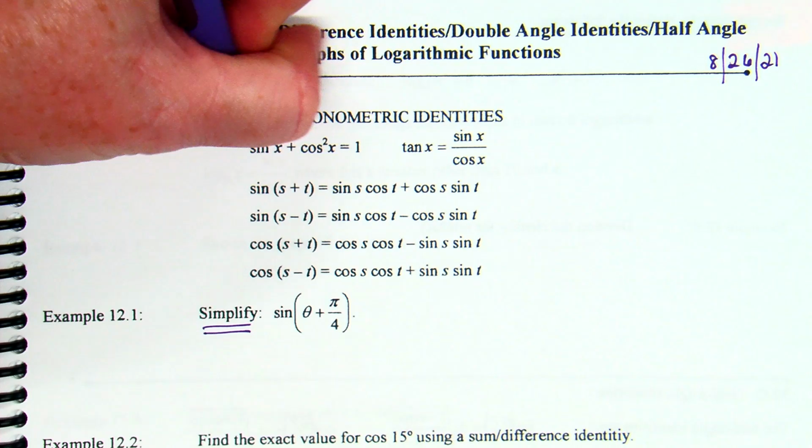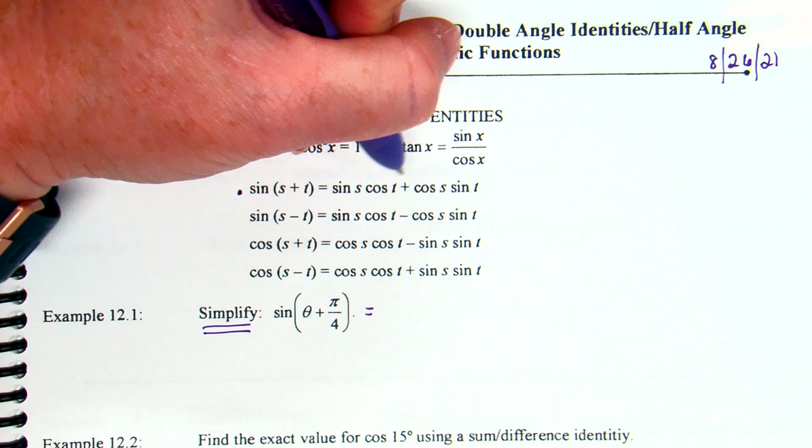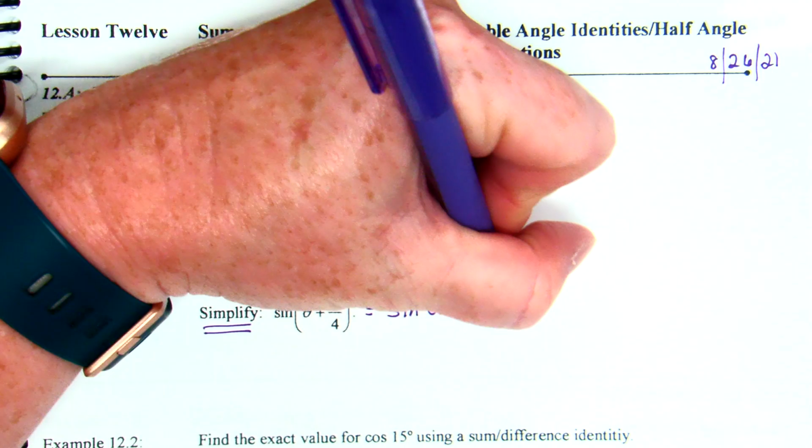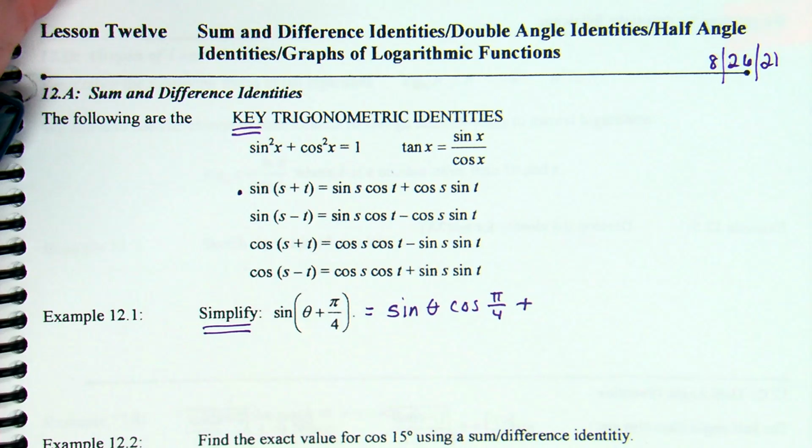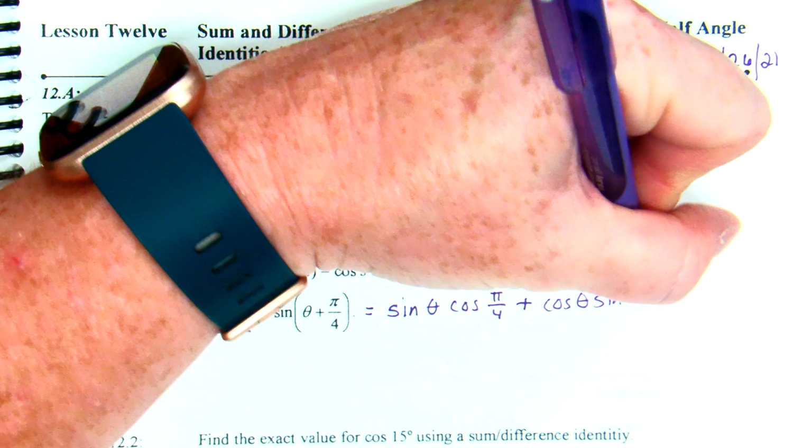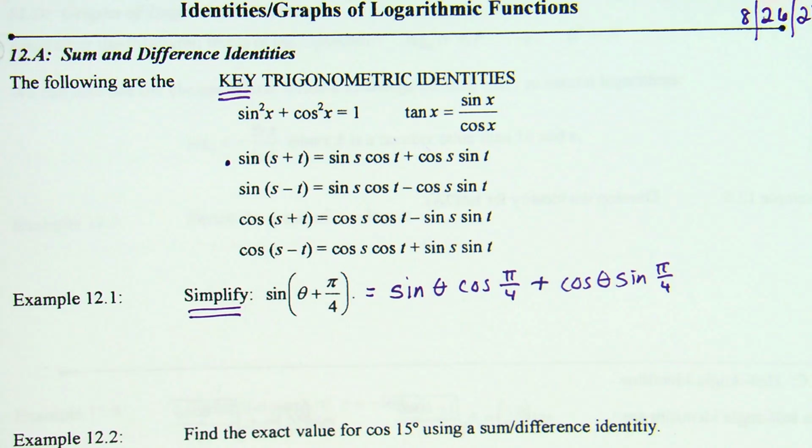So, sine of s plus t starts off sine s cosine t. In this problem, it's going to be sine theta cosine pi over 4. It's the sine identity, so the adding, subtracting sign stays the same. And then it's cosine s sine t, which in our case is going to be cosine theta sine pi over 4. What do you know off the top of your head there? Or what are you supposed to know off the top of your head?